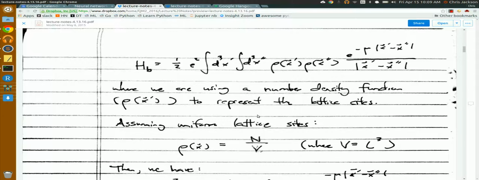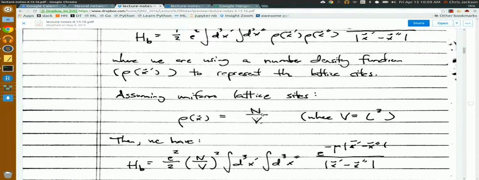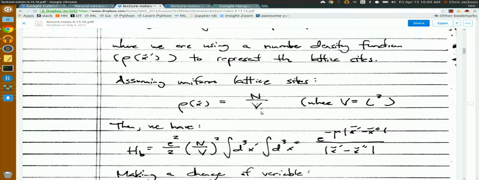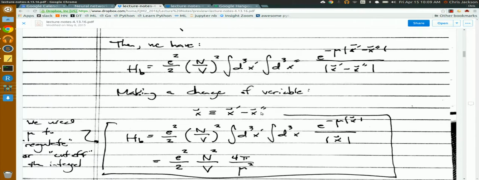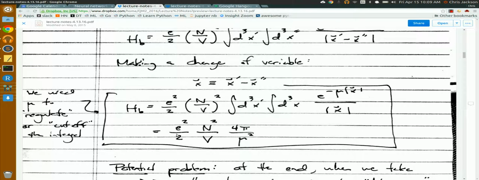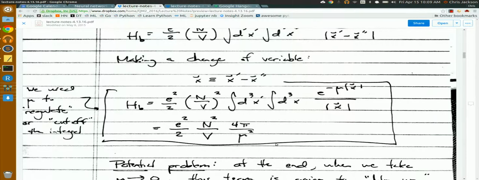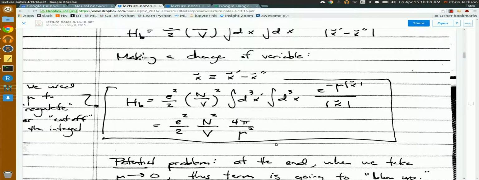So we were able to pull out these factors of N over V. We're assuming there's N lattice sites and the volume of the solid is V. We pull that out, and then we can do the integral after making a change of variables, and we get this. We noted that we included this screening term, so it's really a Yukawa potential. The reason for that is because if we hadn't included it, this term would blow up. We would get an infinity, and that's never a good thing when you're talking about physics.